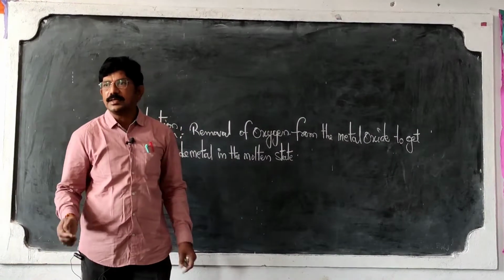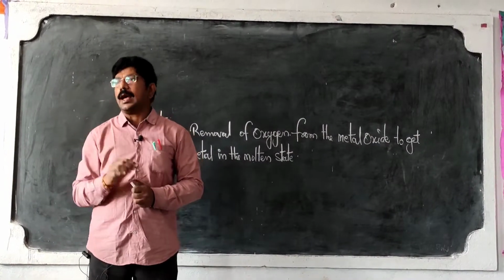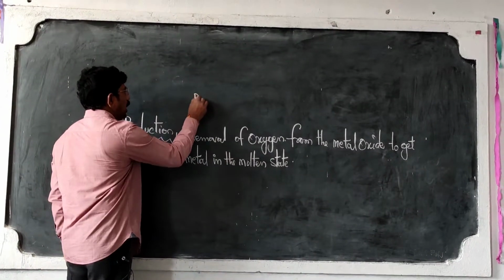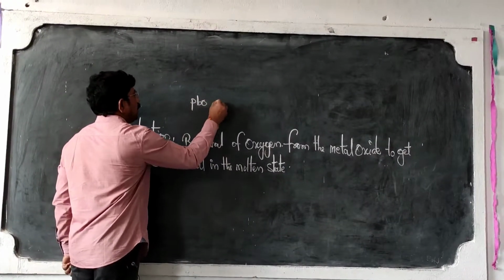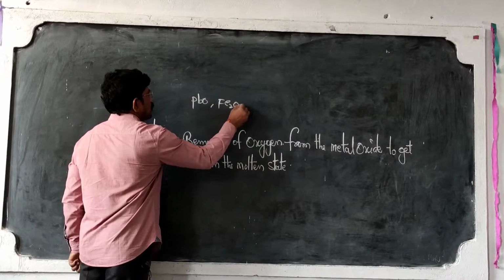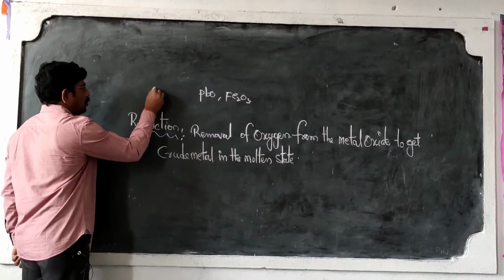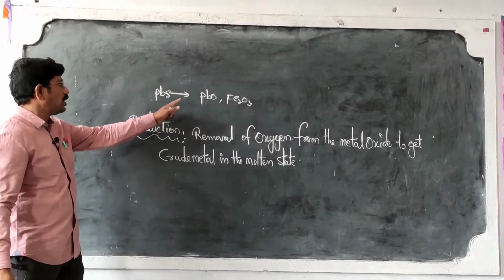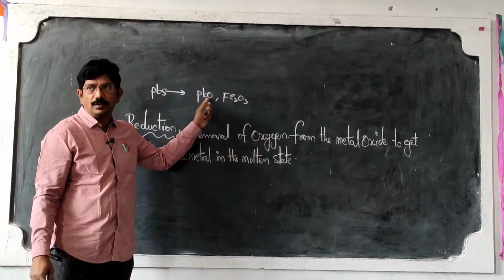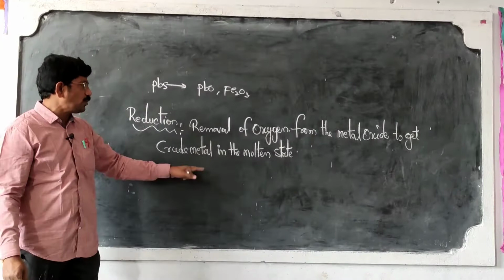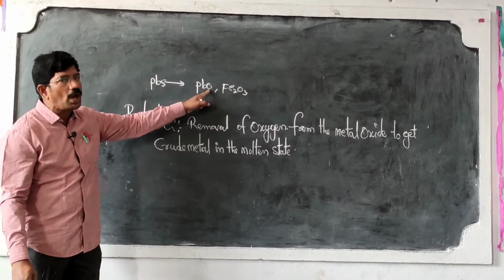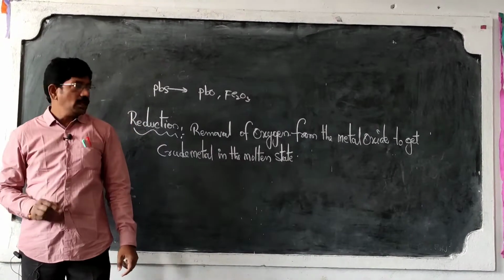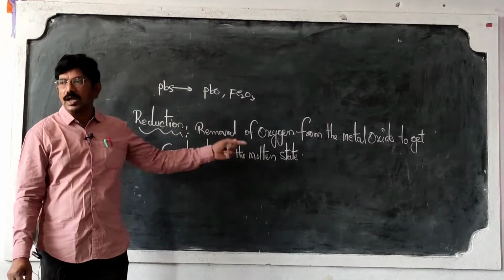In roasting and calcination, we obtain the metal oxide. See, you got the lead oxide and you got iron oxide. From lead sulfide you got lead oxide. This sulfide ore is converted to oxide ore. Are you clear about that one? Now in this process, you are removing the oxygen present in the metal oxide. This phenomenon is known as reduction.